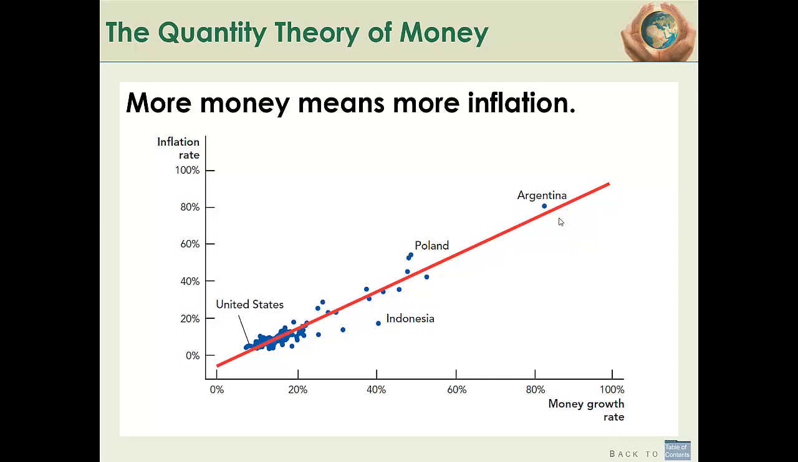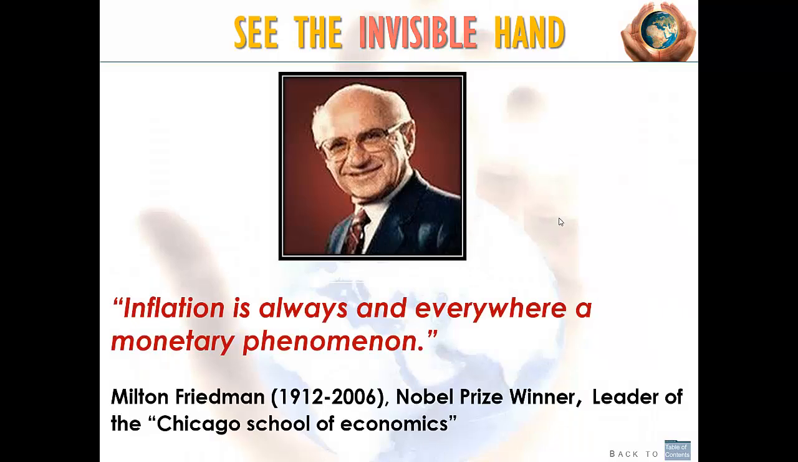So our theory about this relationship between money growth rates and inflation rates holds very well. In other words, as the famous economist, Nobel Prize winner Milton Friedman said, inflation is always and everywhere a monetary phenomenon. It's the amount of money in the economy and the rate at which you increase that amount of money that is going to cause inflation.